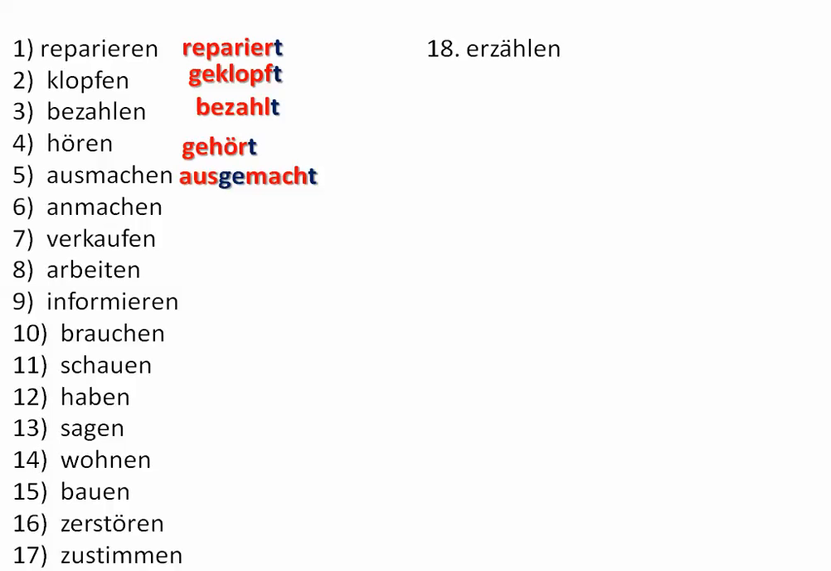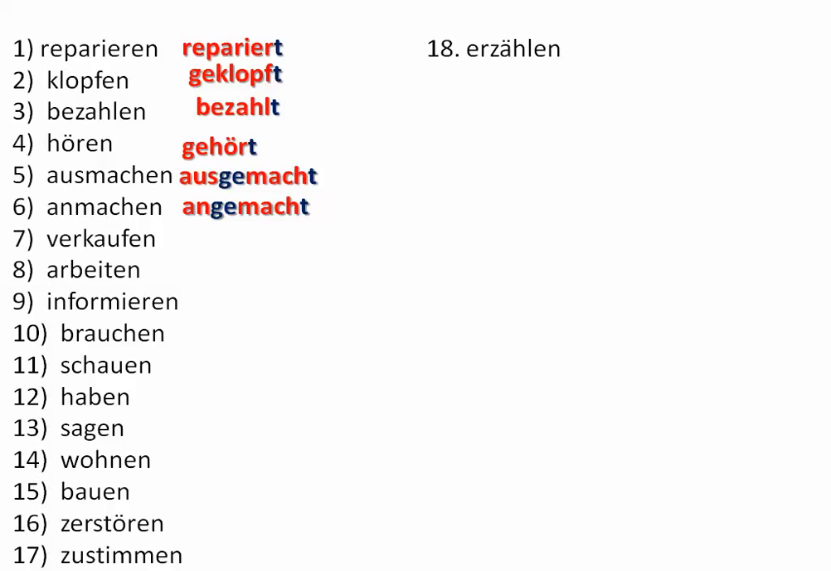Anmachen, to turn on. Again, a separable prefix verb. So angemacht. Ich habe das Licht angemacht. Verkaufen. Verkaufen means to sell. You might be familiar with the verb kaufen, which is to buy. So there's also nouns formed from these. The Verkäufer is the salesman, for example.